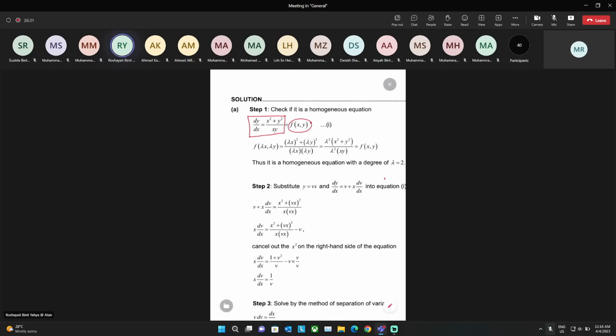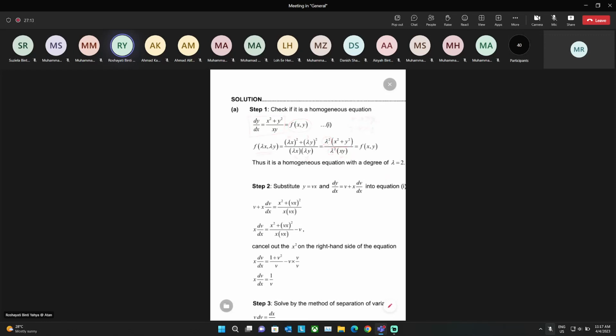How can we get f(lambda x, lambda y)? You need to change your x to lambda x, and your y to lambda y. So this is your x squared, this is y, this is x, this is y. And then after that, you factorize your lambda. Factorize, so (x squared plus y squared) over lambda squared xy.